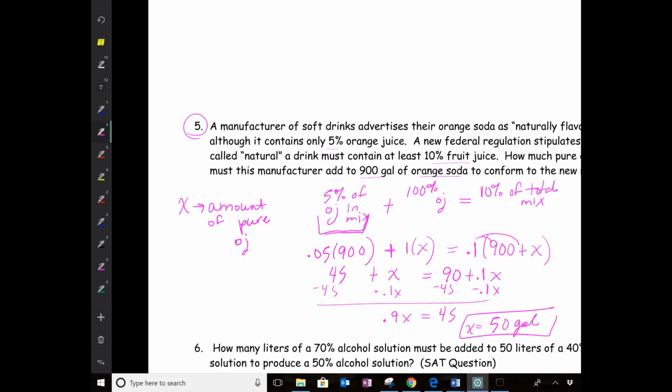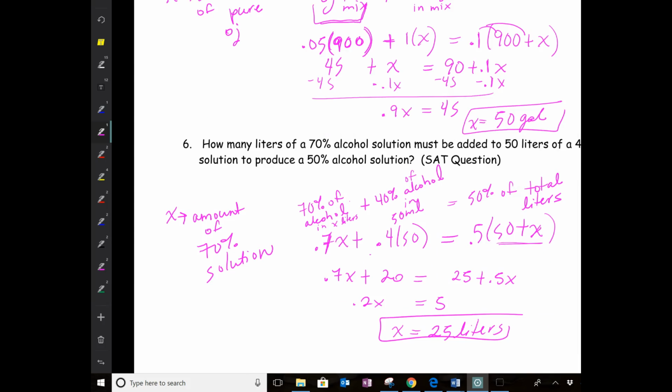All right, I'd like you to see if you can set up number 6. See if you can set up number 4's system if you feel like you're confident in setting up number 6.